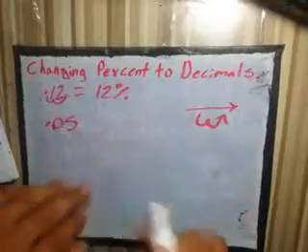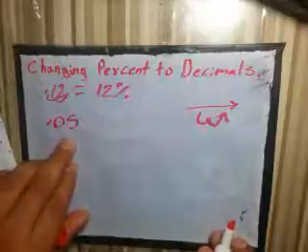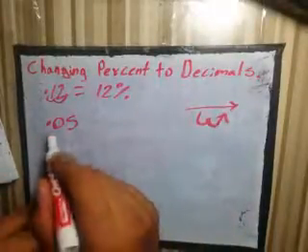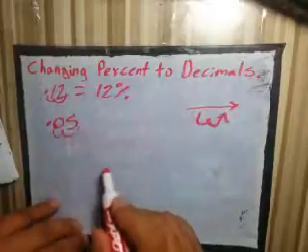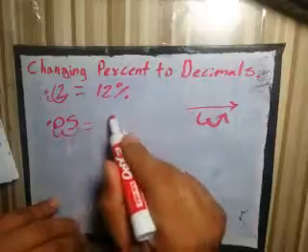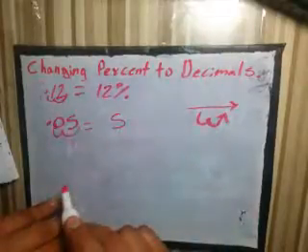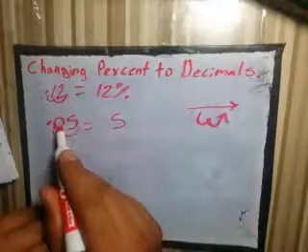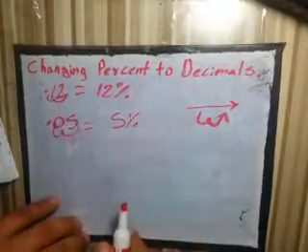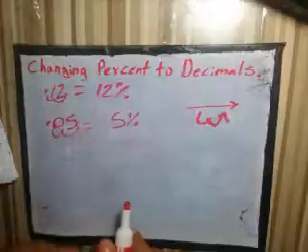0.05, and we want to turn it to percent. Remember, move to the right. 1, 2. Then it will be equal to 5, because a 0 on the left doesn't mean anything, so we have 5%. Because we move two places.